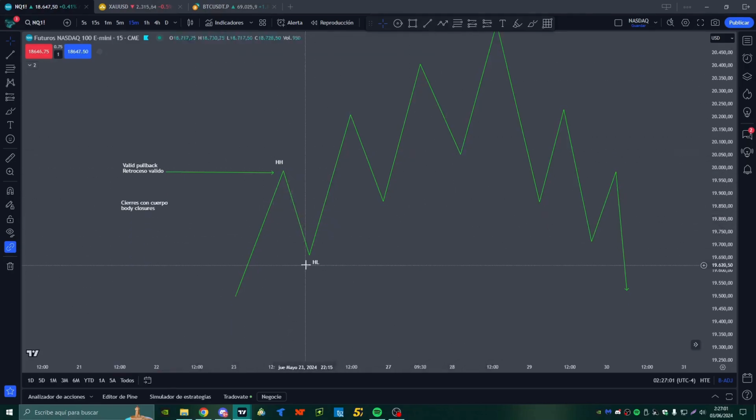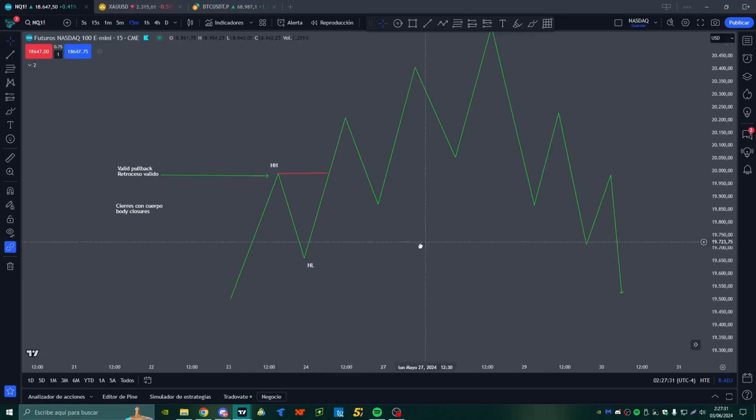At the moment when we want to validate a continuation, we'll have to close with a body above that validated high. For sure. If the price comes and takes it out and comes with a wick, it closes with the wick, then we don't validate that continuation yet. And that will have a function later that we will see in another video.